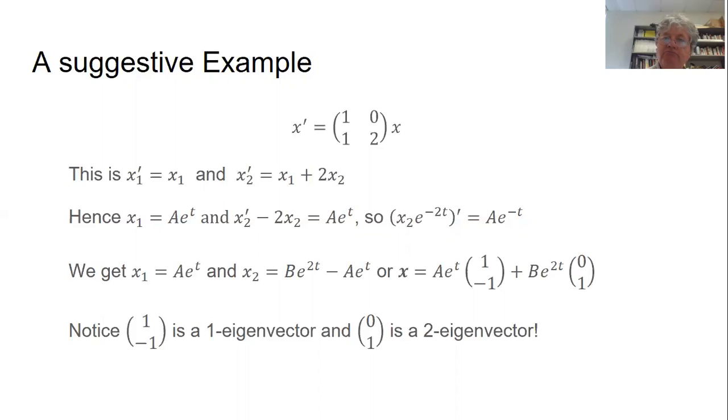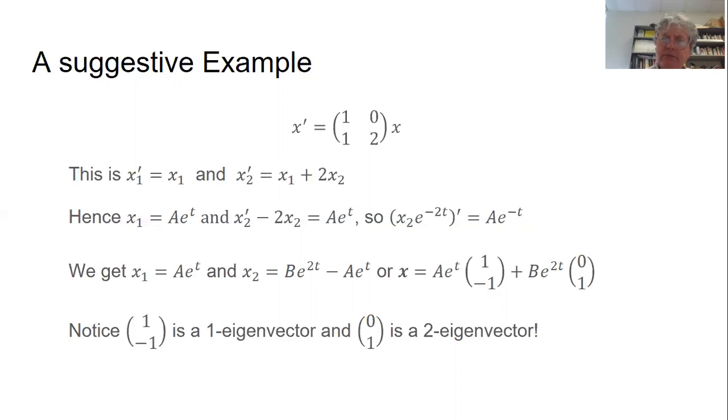We then integrate that, and so we get minus a e to the minus t plus some constant b, and then we multiply through by e to the 2t to get x2 by itself. So we have that solution, and we now write that back in matrix form as x equals a e to the t times the vector 1, minus 1, plus b e to the 2t times the vector 0, 1.